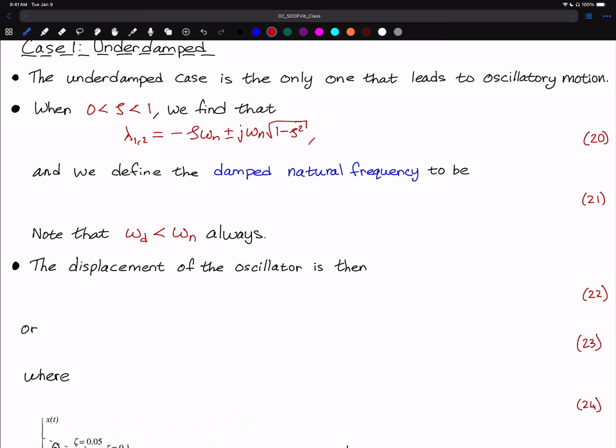And here what we've done is we've pulled out an imaginary constant and we've switched the order inside that square root. And then we'll define what we call the damped natural frequency, which is omega sub d, and this is equal to omega n times the square root of 1 minus zeta squared.